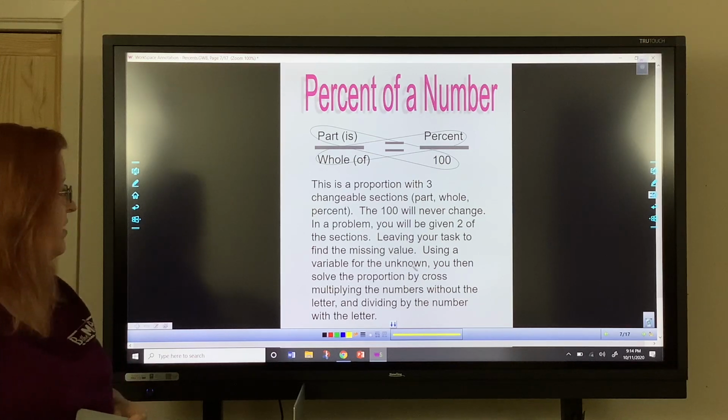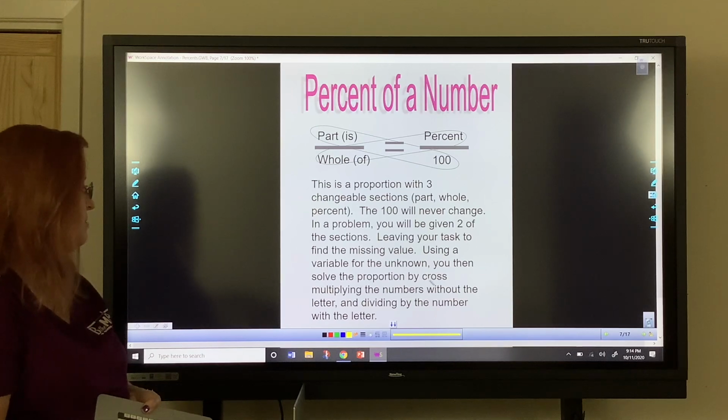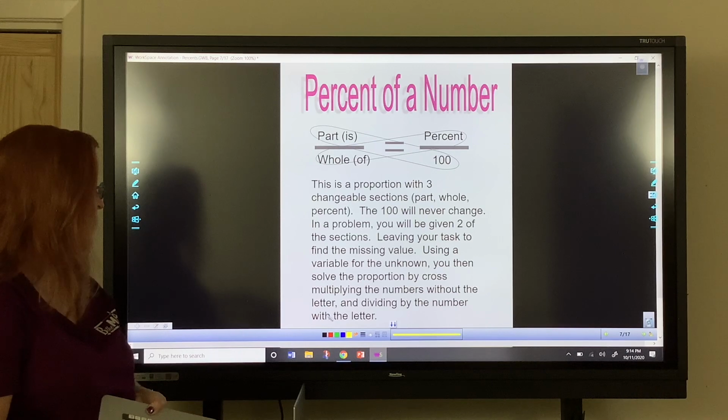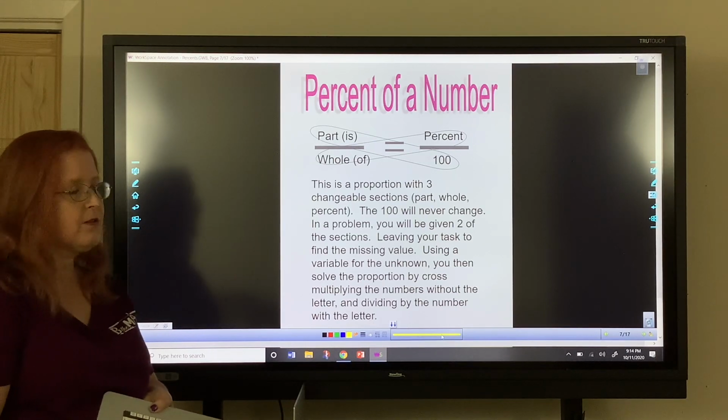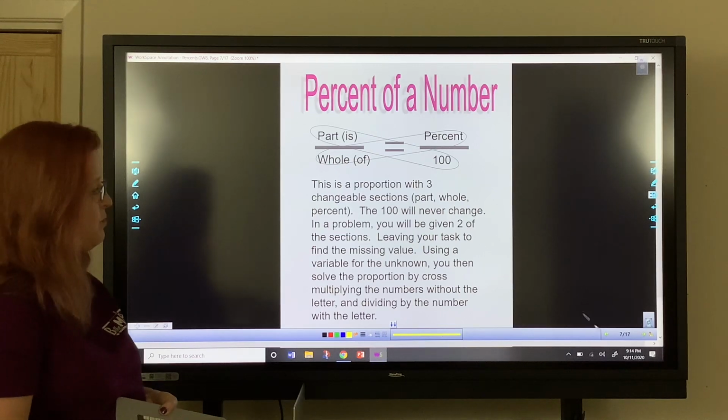Using a variable for the unknown, that would be a letter that you put in for the unknown, you solve the proportion by cross-multiplying the numbers without the letter and dividing by the number with the letter. Okay, I know that's clear as mud. I'm going to show you how it works. Here's some problems.